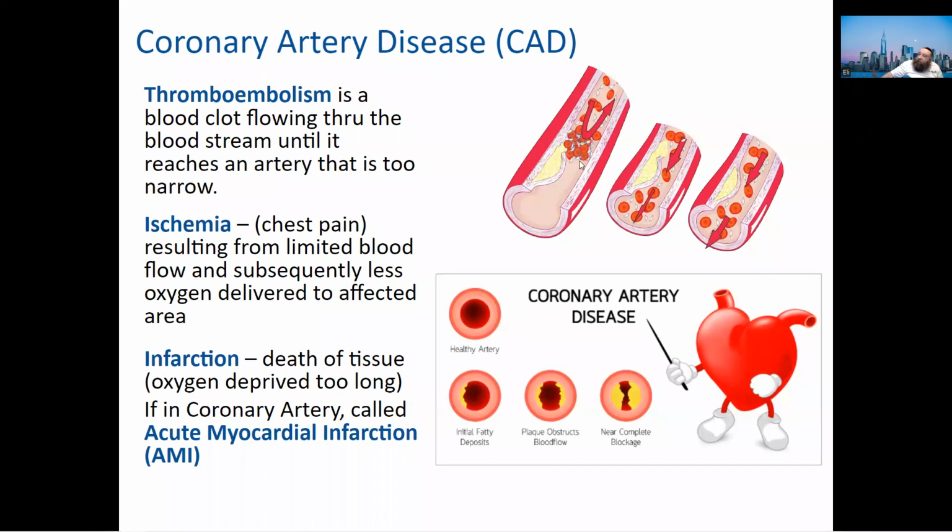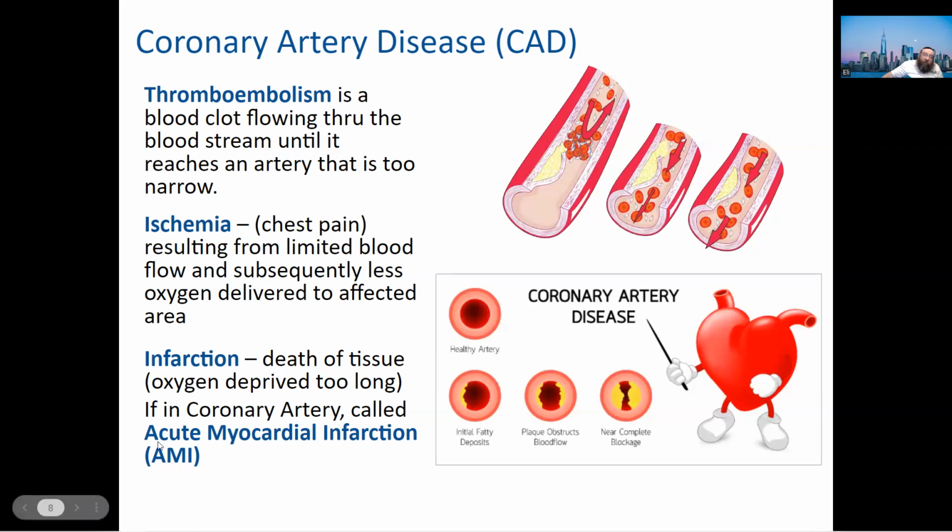Ischemia means this. This is the ischemia. There's less blood flow getting through. Less oxygen, less blood cells. Infarction is death of tissue because anything below here isn't getting any oxygen, isn't getting perfused. And so we're going to have what's called an acute myocardial infarction. That is the full name for a heart attack.